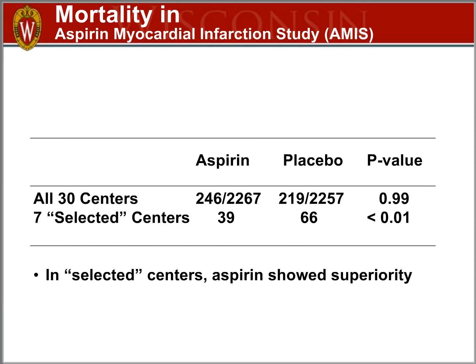Let me share with you an example. I mentioned earlier the aspirin myocardial infarction study, or AMIS. This was a trial of a very high dose of aspirin versus placebo. Contrary to expectations, overall it did not show a mortality benefit, in fact, slightly in the wrong direction. But if you allowed me to pick 7 selected centers and look at their data, I can clearly find a significant result. In fact, p less than 0.01 in those 7 centers. So picking and choosing centers allows you to pick and choose your result. Again, an open door for bias, something we want to avoid.